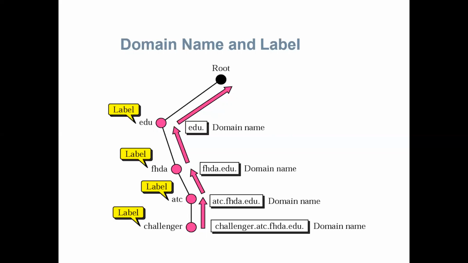These are the domain name and labels. Each node in the tree has a domain name. A full domain name is a sequence of labels separated by dots. The domain names are always read from the node up to the root. The last label is the label of the root, that is null. This means that a full domain name always ends in a null label, which means the last character is a dot because the null string is nothing.